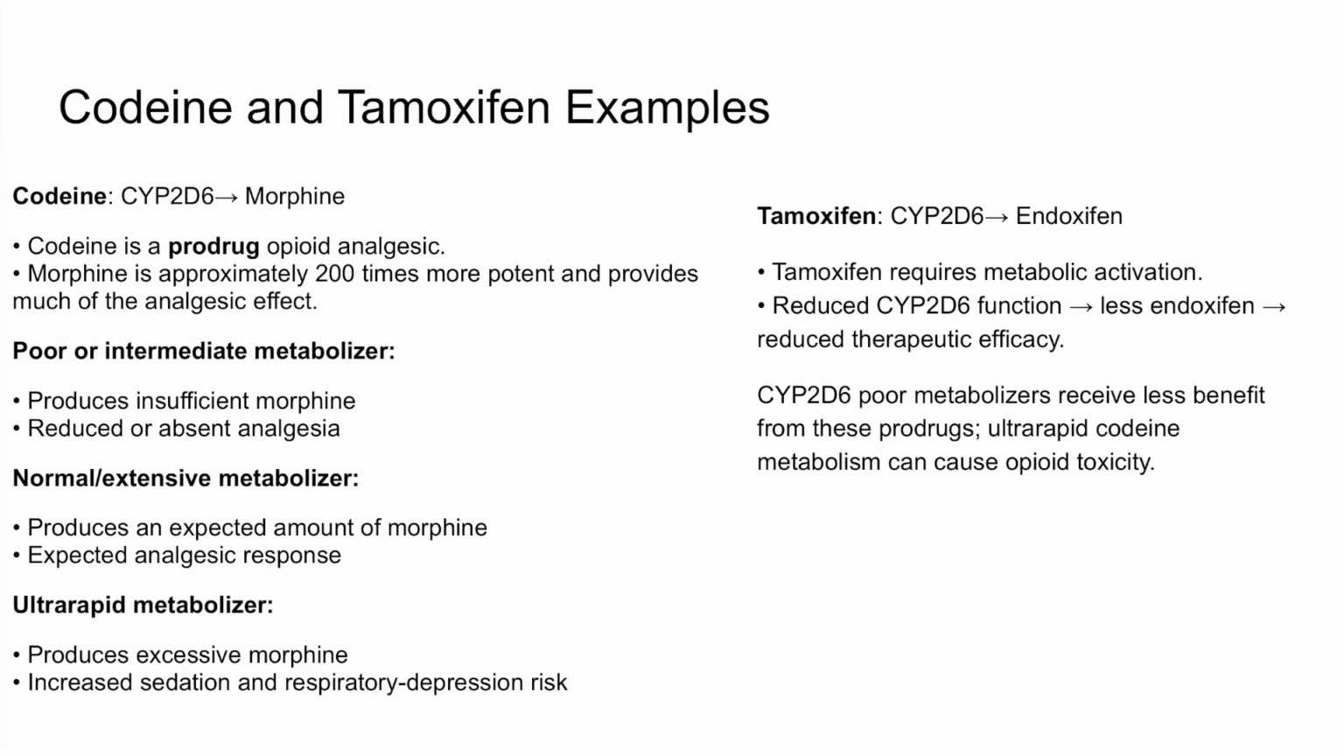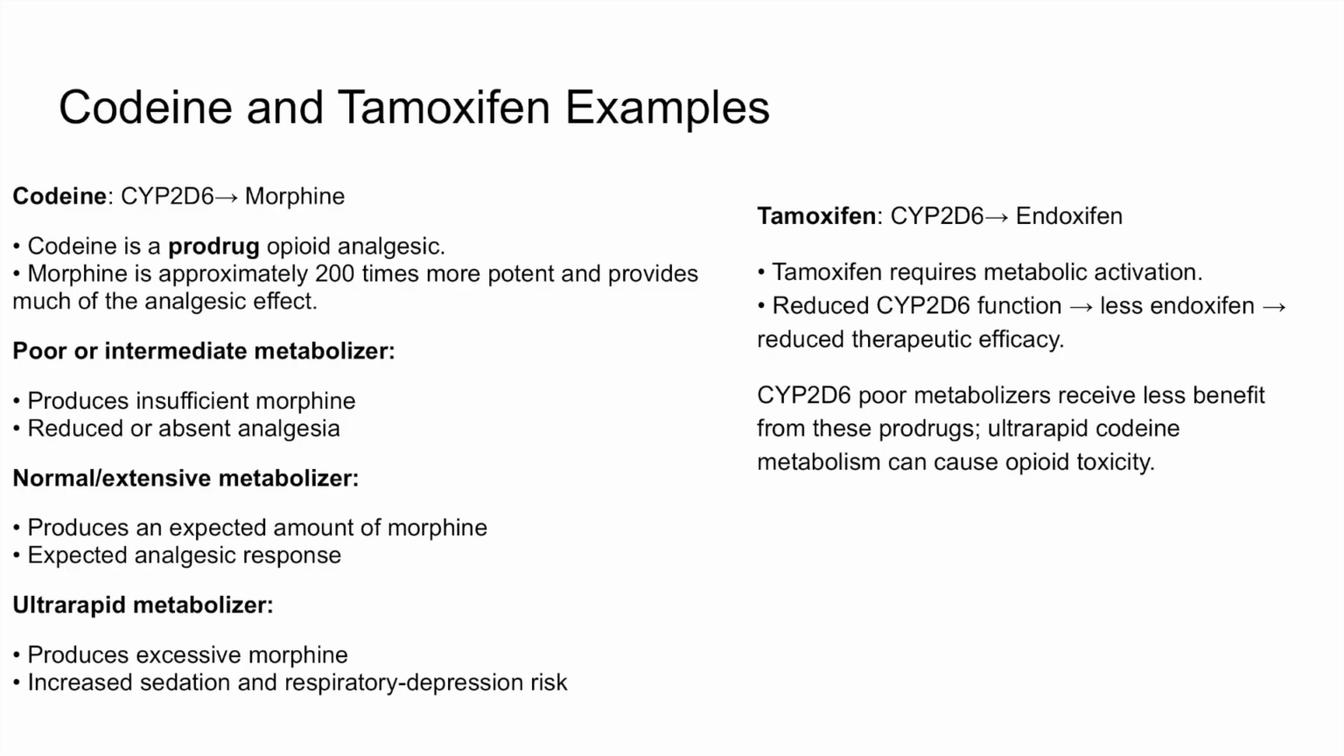All right, so codeine and tamoxifen demonstrate how CYP2D6 variation affects drugs that require metabolic activation. CYP2D6 converts part of the codeine dose into morphine, a much more potent mu opioid agonist that provides much of codeine's analgesic effect. Analgesic, by the way, means no more pain. So poor or intermediate metabolizers produce less morphine and may receive inadequate pain relief. Ultra-rapid metabolizers, though, may produce morphine way too quickly, increasing the risk of profound sedation and respiratory depression.